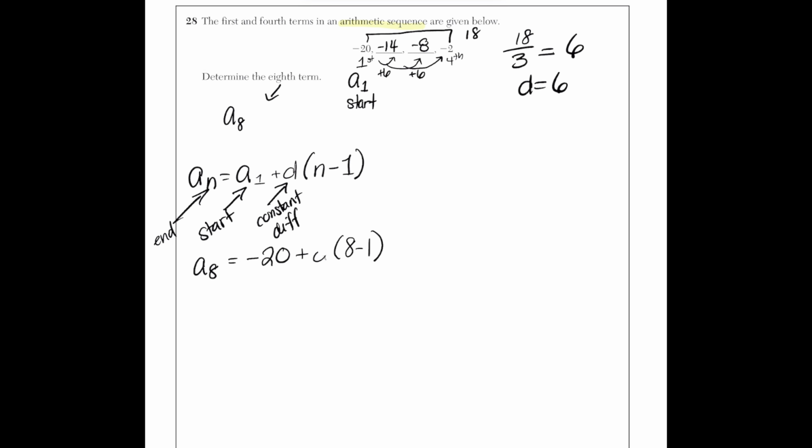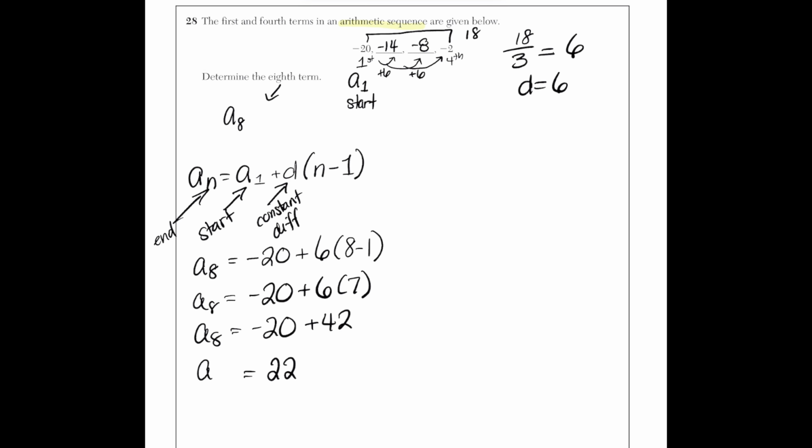So I'm going to take this and put 6. And now we're just going to simplify it. -20 plus 6 times 7. -20 plus 42. And -20 plus 42 is just 22. So a to the 8 is equal to 22.